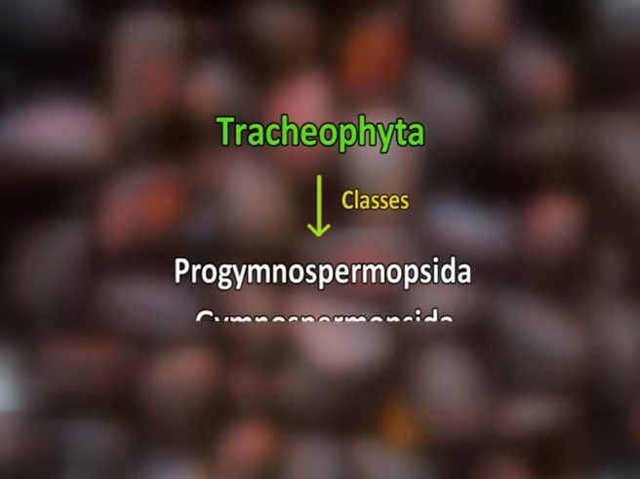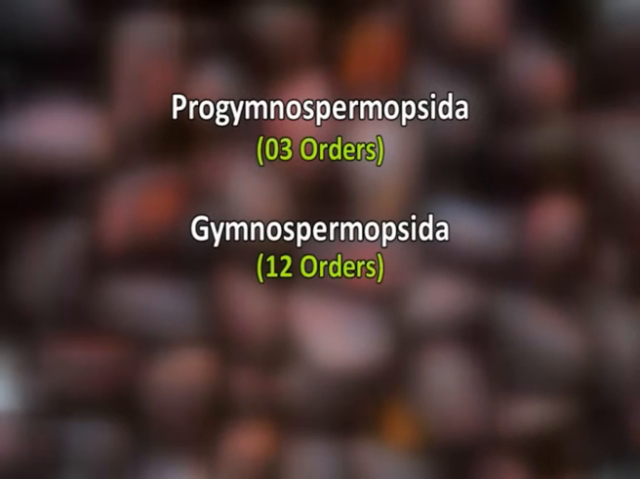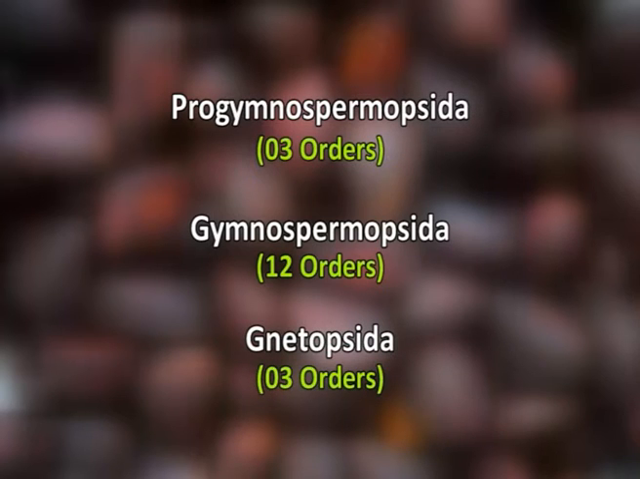Stewart in 1983 proposed a classification of division Tracheophyta. His classification is based on fossil evidence. He divided Tracheophyta into 3 classes: 1. Progymnospermopsida, 2. Gymnospermopsida, and 3. Gnetopsida. Progymnospermopsida included 3 orders. Gymnospermopsida included 12 orders, and Gnetopsida was divided into 3 orders.